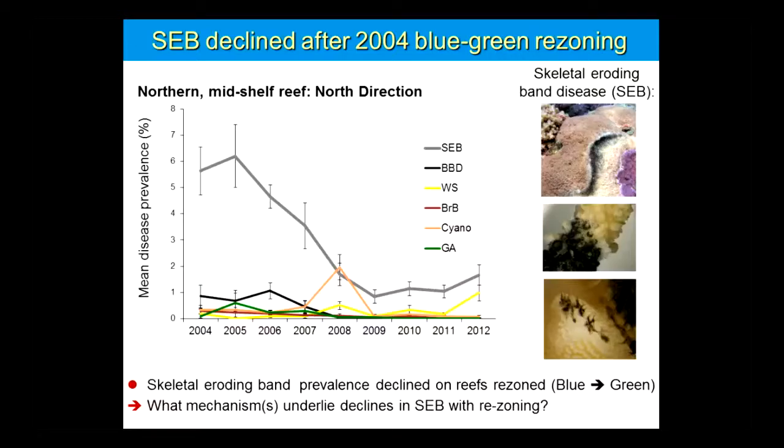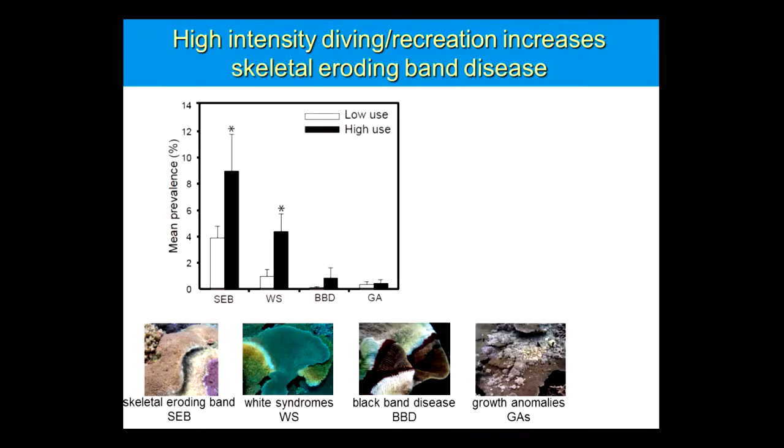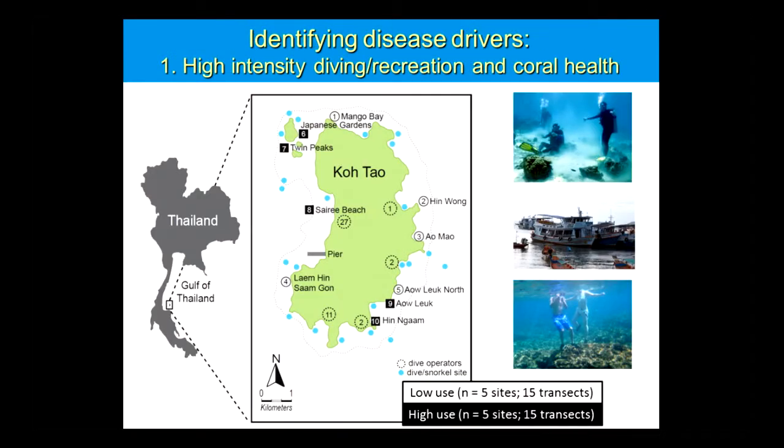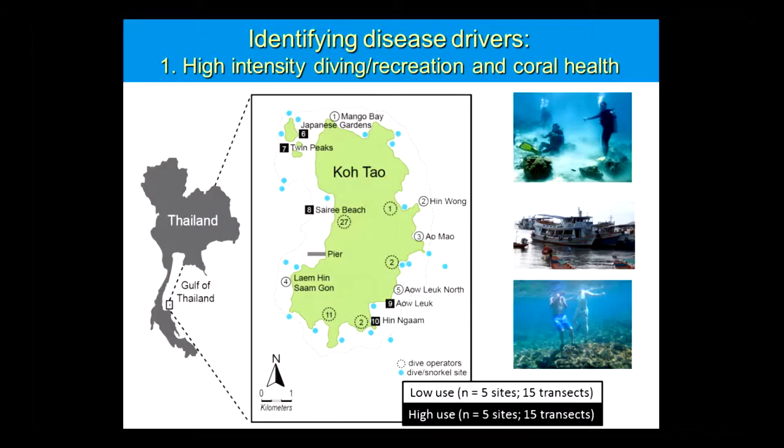So what mechanisms might underlie this decline in SEB with the rezoning? And I'll refer to SEB as sclerotic band now. We have evidence from another study, in this case a study from Koh Tao in Thailand, that injury may be involved in driving the increases and decreases in SEB.